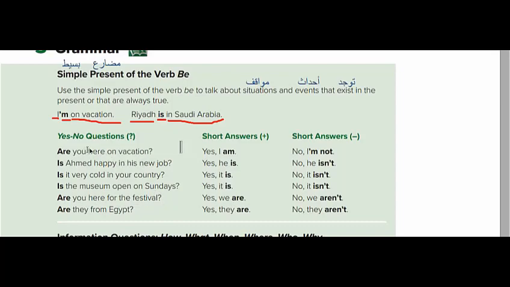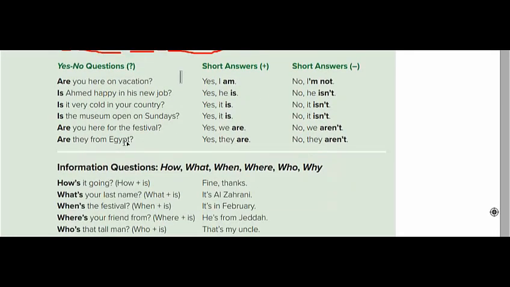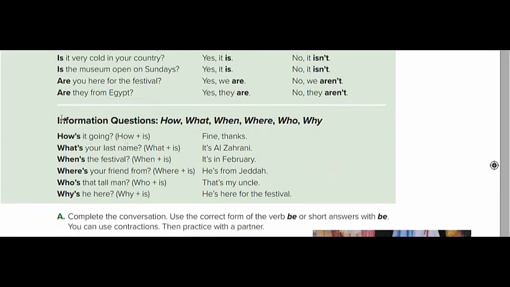عندما كان موجه لشخص واحد. Are you here? Yes, I am. هل أنت هنا؟ نعم, أنا هنا. Are you here? هل أنتم هنا؟ Yes, we are. نعم, نحن هنا. Or no, we aren't. استبدلنا you بـ we، أما I فلأنه مفرد، وwe لأنه جمع. السؤال السادس والأخير. Are they from Egypt? هل هم من مصر؟ Yes, they are. نعم, من مصر. No, they aren't. لا, ليسوا من مصر.